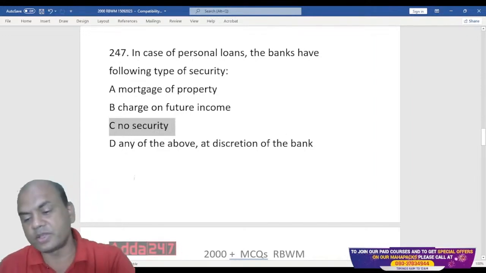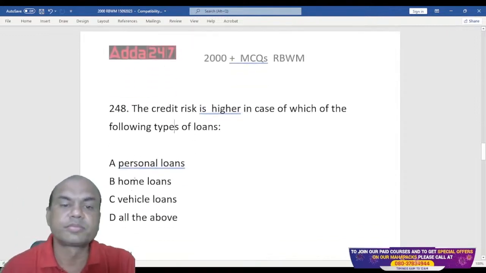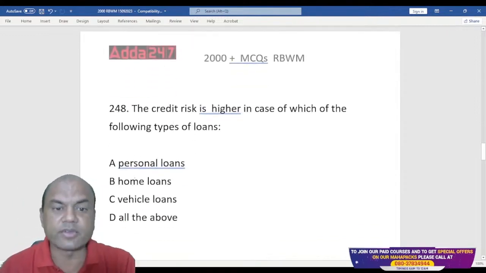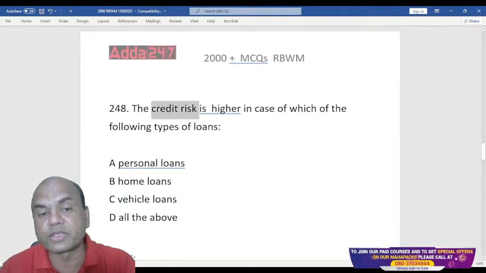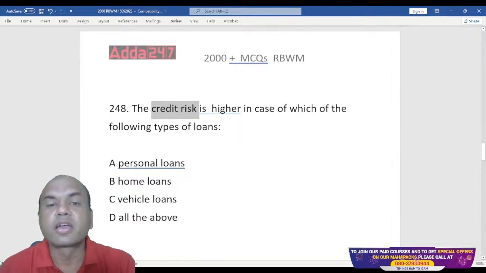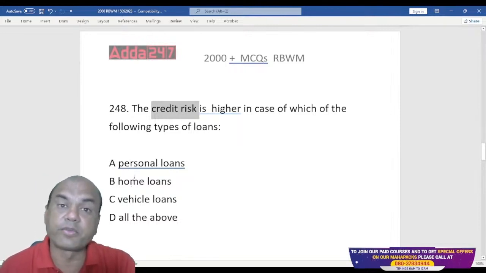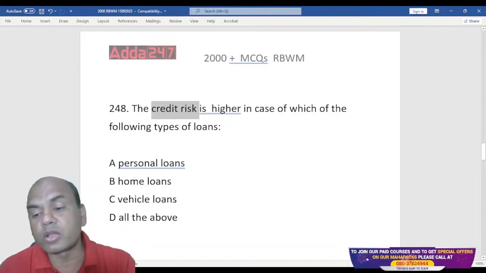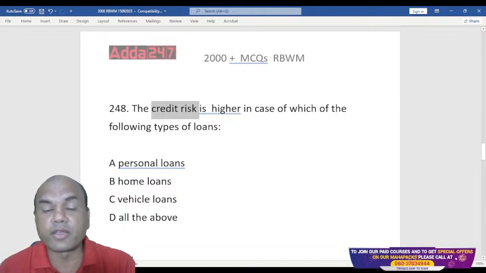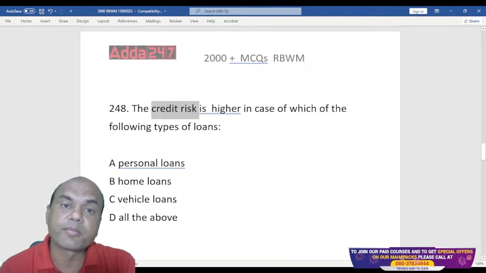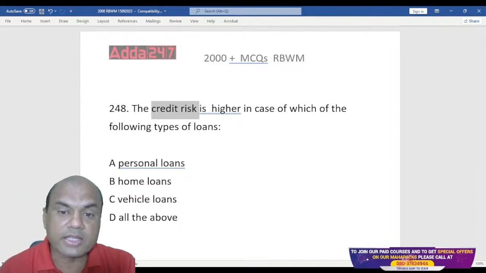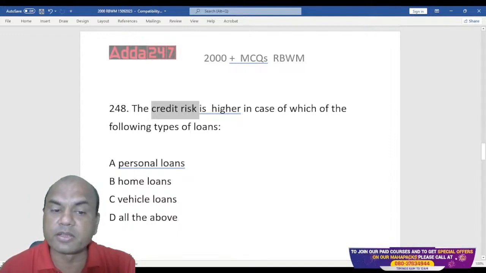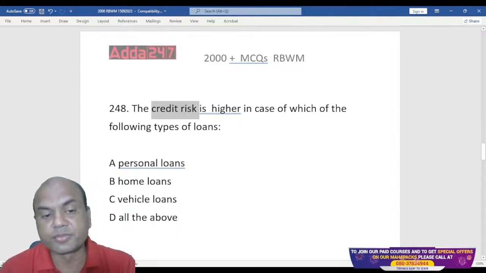Okay. Next one. The credit risk is higher in case of which of the following types of loans? Credit risk. Credit risk means what? Firstly, you need to understand credit risk. Credit risk means the default risk. Default risk means the borrower not paying you. Suppose if I give a loan to you and if you don't pay, then I'll be in trouble. So that is known as credit risk. So the credit risk is higher in case of which type of the loans? Personal loans, home loans, vehicle loans, and all of the above.